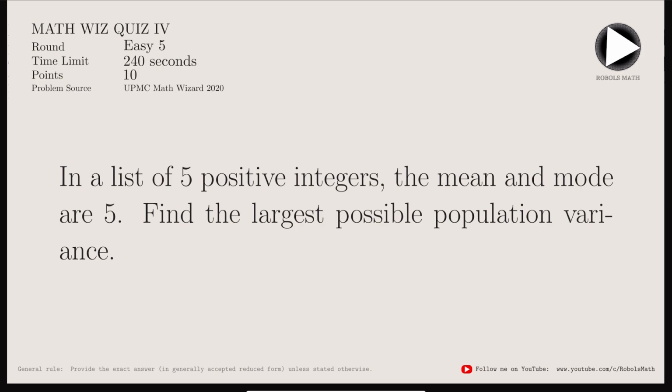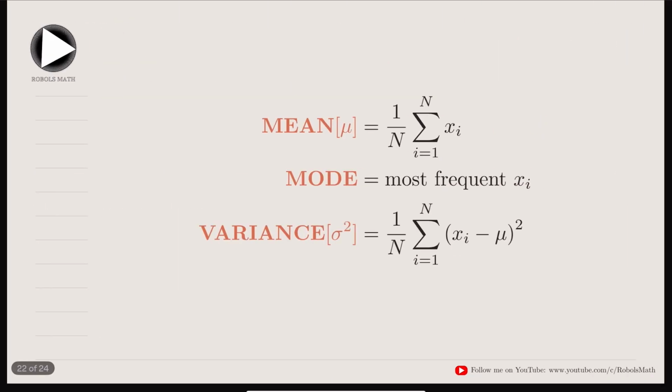Before we actually look at the solution, let's first review the definitions of the statistics terms mean, mode, and variance. Mean is basically the average of the elements of the list. So we just add all the terms and divide by the number of elements. And then the mode is the most frequent element in the list.